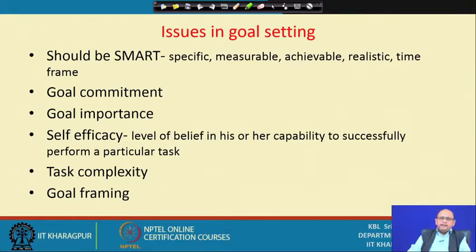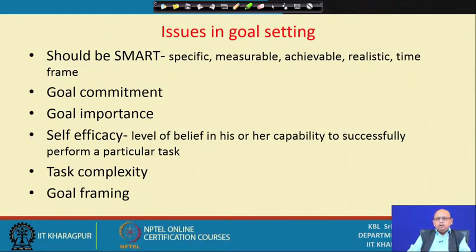Another important factor is task complexity, and when I am talking about task complexity, the idea here is that achievement of a goal also depends upon whether the task is simple or complex, right. If the task is simple, then achieving the goal is very easy, but if the task becomes complex, then it becomes difficult for you to achieve the goal. So, if you have set difficult goals which are very complex in nature, then the other factors like commitment and self-efficacy contribute to this process.